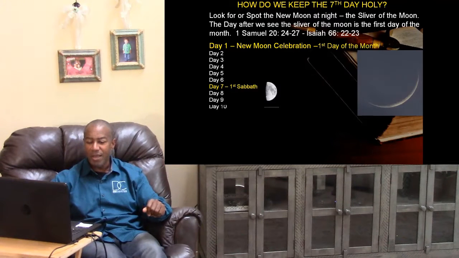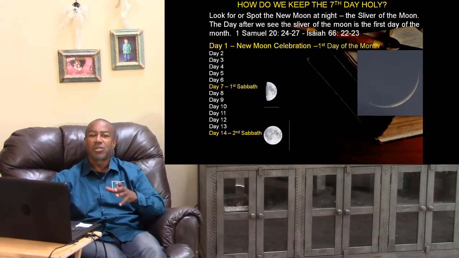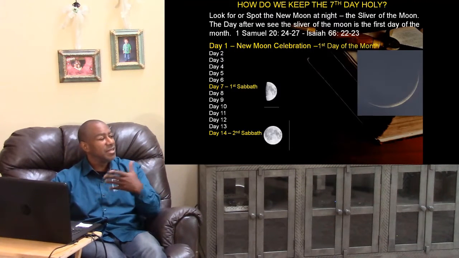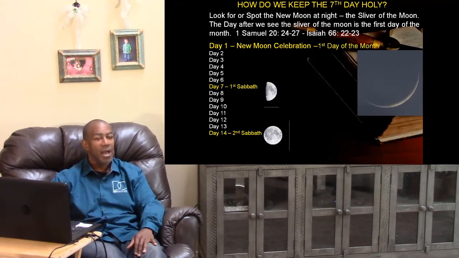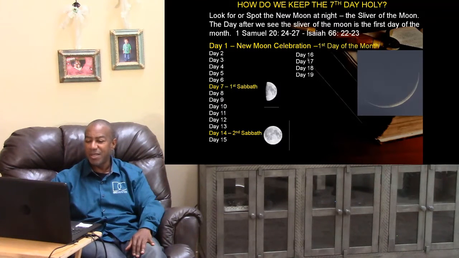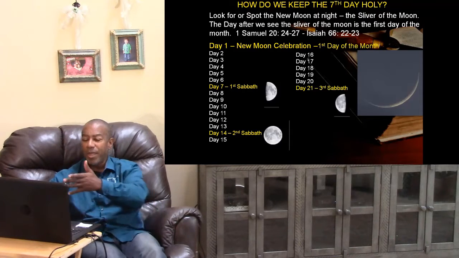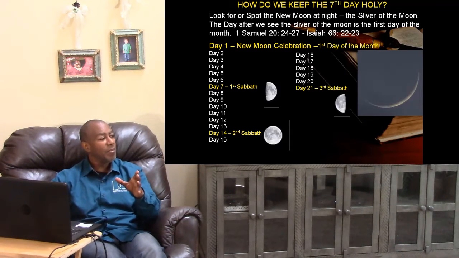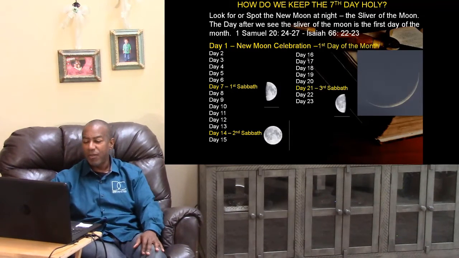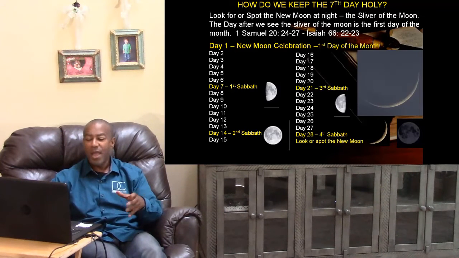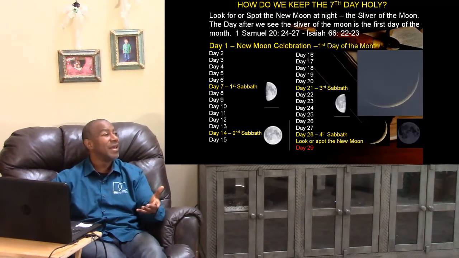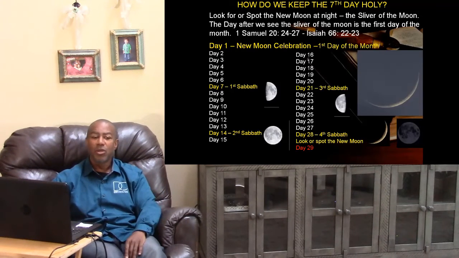And then day 8, 9, 10, 11, 12, 13, 14. On the 14th day, which is always a full moon, that was the day Jesus died, which will be the 14th day of the first month. And then 15, 16, 17, 18, 19, 20, 21. It'll be a half a moon, 2 weeks from now. And then the other side, and then it'll be a dark moon or a little sliver again. And then the 29th day of the month, we go out and look for the new moon again.